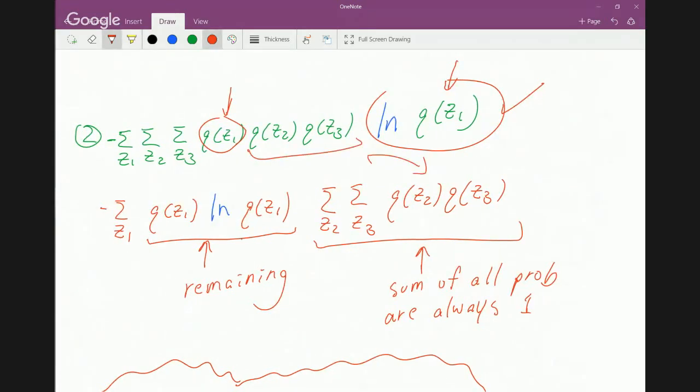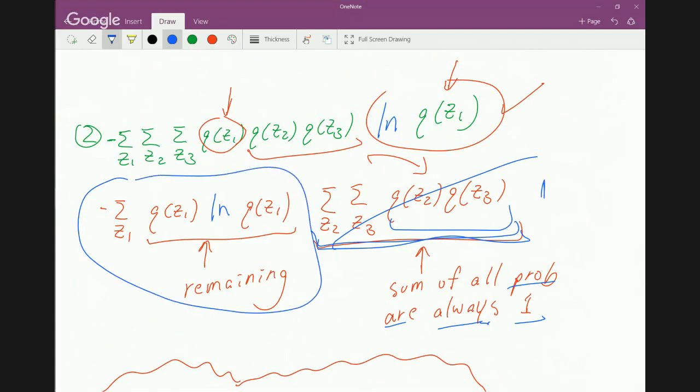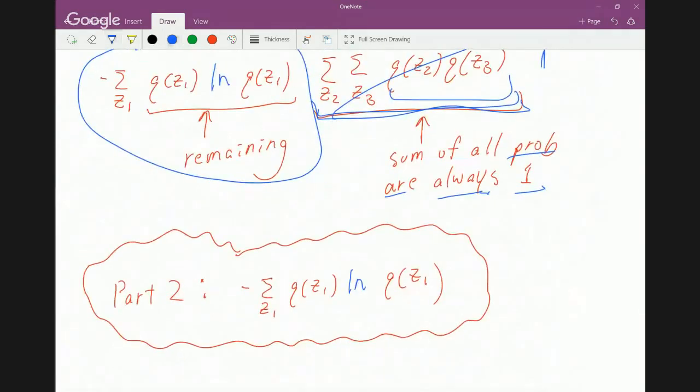Now, if we look at this portion right here, it's just the probability distribution, and I'm just summing all possibilities. Now, when I do that, the sum of all probabilities is always 1. I mean, obviously, that's the first rule of probability. So it's always 1. Therefore, this is just gone. That's equal to 1. But the remaining, that becomes part 2. Okay? So part 2 is now equal to this.